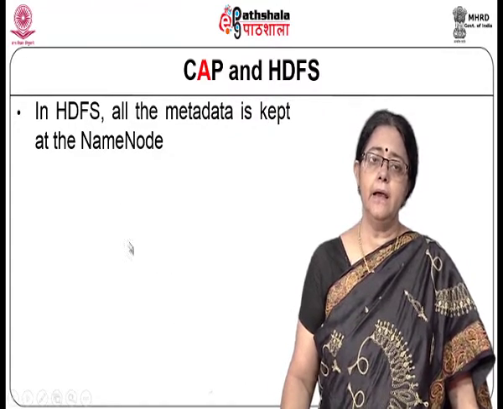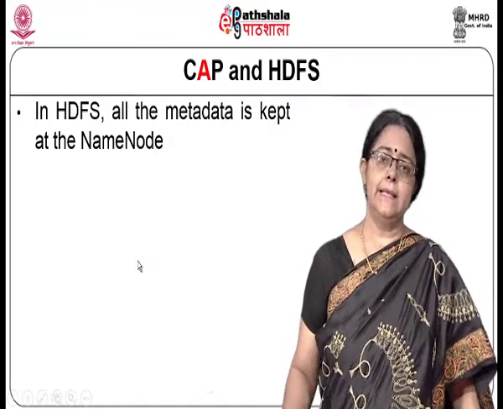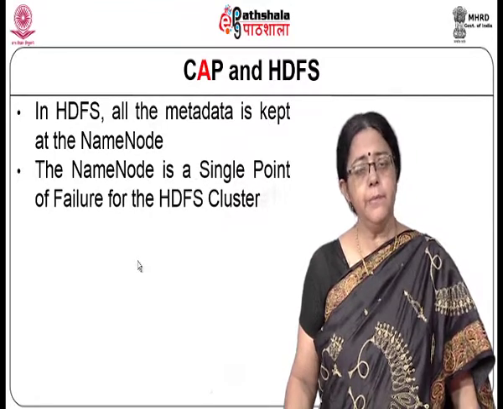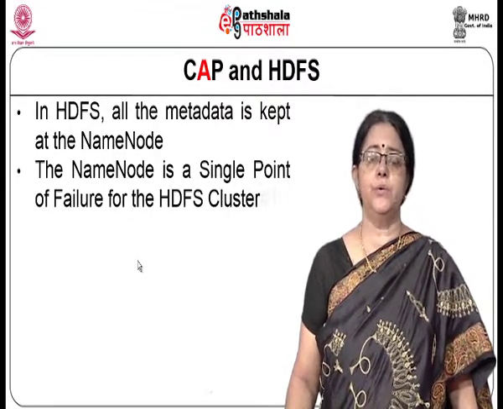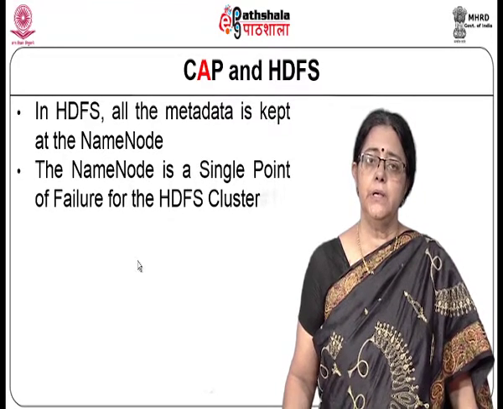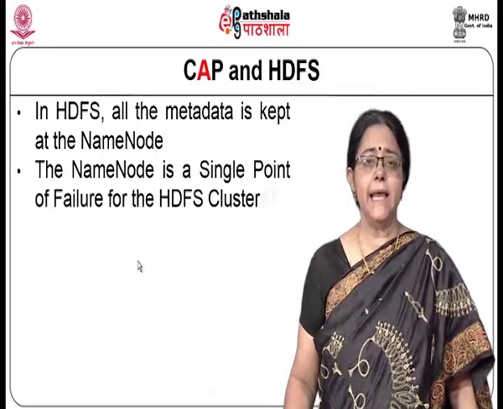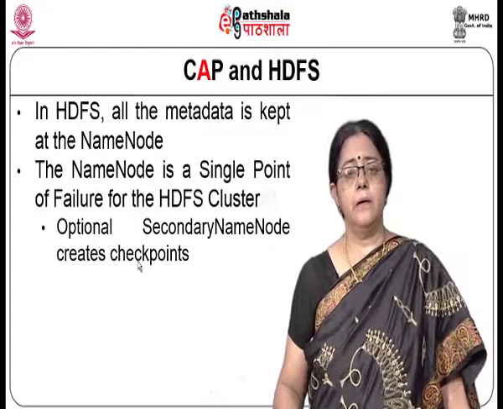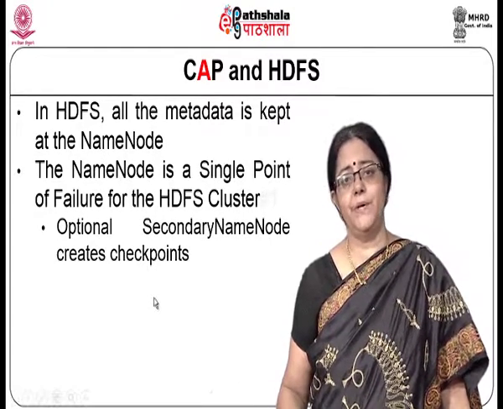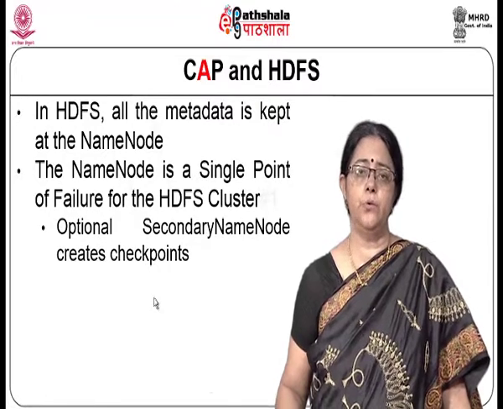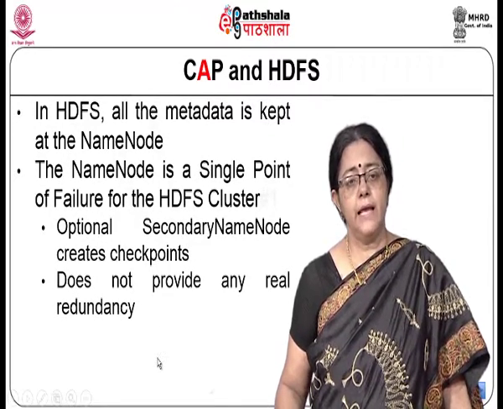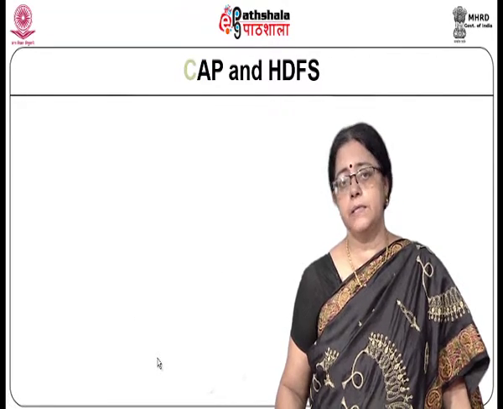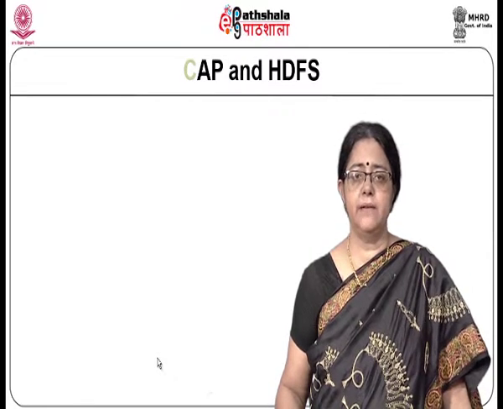All the metadata is in the name node. The data will be in the data nodes, but the name node is a single point of failure. We also looked at the high availability option, but it is not included in the basic setup. The secondary name node only checkpoints, it is really not a true complementary node for the name node. Therefore, it does not provide any real redundancy. So, the Hadoop Distributed File System is not always available.